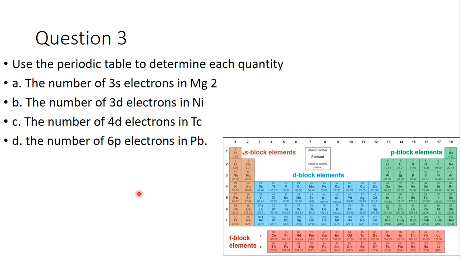Question 3. What do these numbers mean? So how many 3s electrons are in Mg? Well, if we go to Mg, we can see it's 3s1, 3s2. Now the number I'm saying after the s, that's electrons. So there are 2 electrons in magnesium. If I were to do nickel, so that's 3d 1, 2, 3, 4, 5, 6, 7, 8. Nickel has 8 electrons. So the number after the letter tells you how many electrons are in that particular orbital.